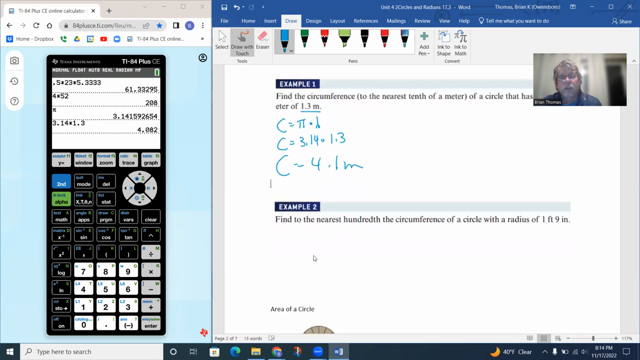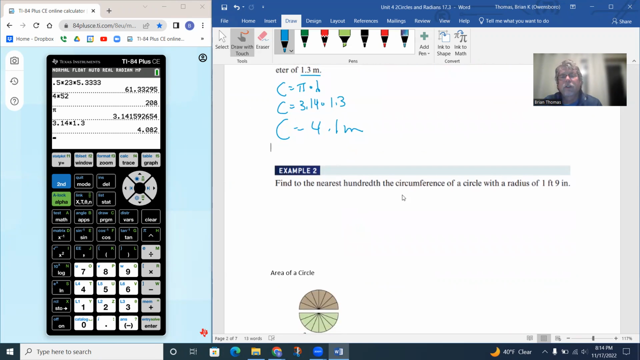So if I want to look at this next example, if I want to find the nearest hundredth of a circumference, find to the nearest hundredth the circumference of a circle with the radius of 1 foot 9 inches. So again, to do this, we have to be in 1 unit of measurement since we're multiplying. So our circumference here is going to be 2 pi R since they gave us the radius. But I got to change this into feet or inches.